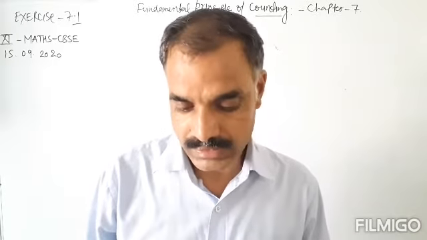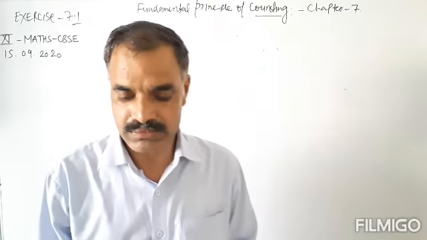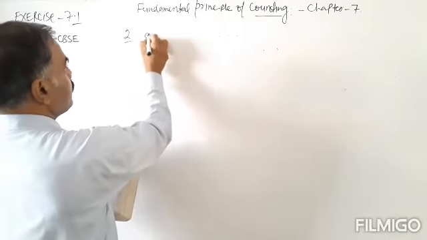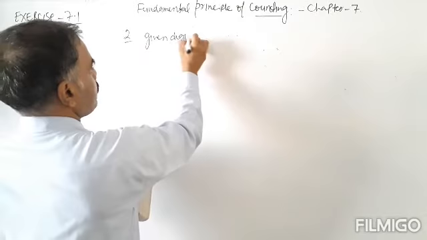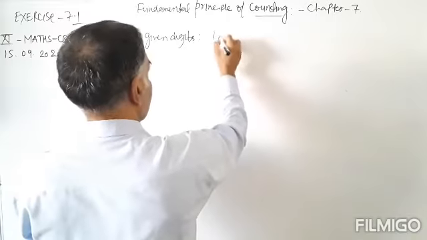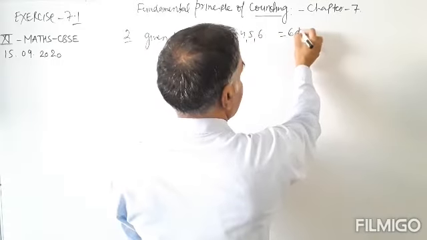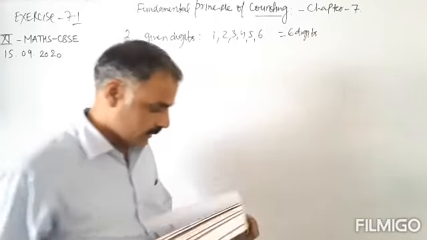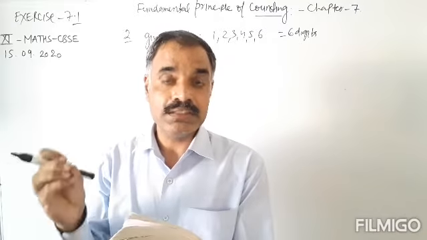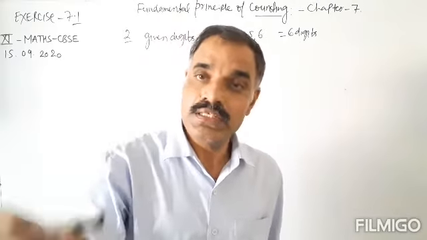So the second question is: how many 3 digit even numbers can be formed from the digits 1 2 3 4 5 6? The given digits are, and this is an important part, how many digits are given? 1 2 3 4 5 and 6. So 6 digits are given, and we have to find how many 3 digit even numbers, means we have to form the 3 digit even number.